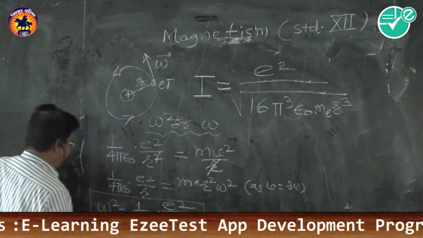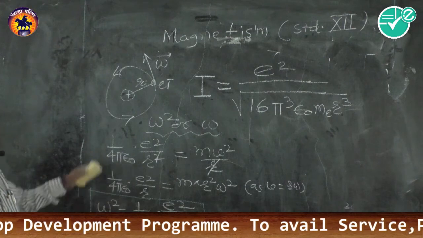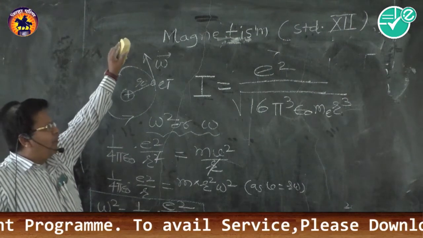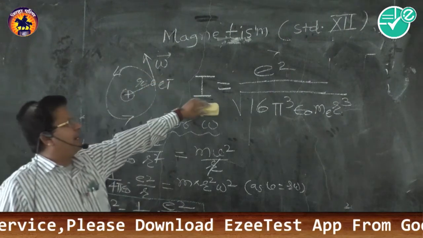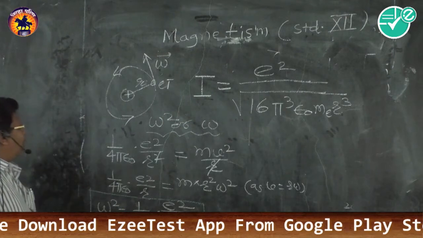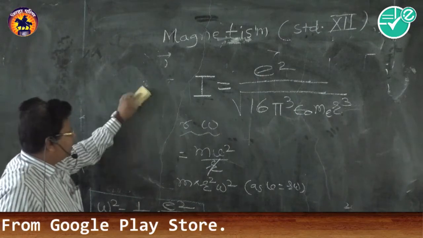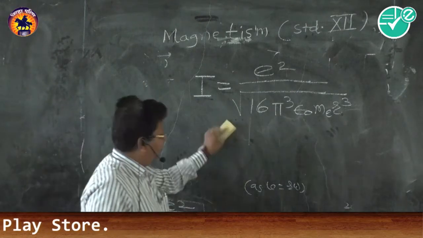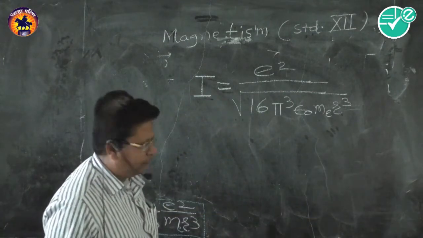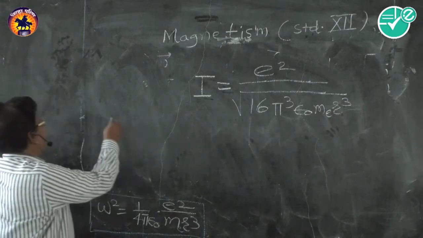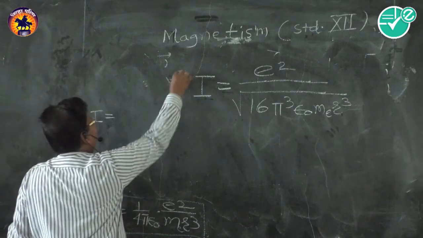So we know the value of omega square. Our aim is to find the value of equivalent current in the circular loop, which is given by this formula. So first of all, we have to find the value of omega square, and from that we can write the value of angular velocity. Again, to find the value of I, our aim is to show this equation.